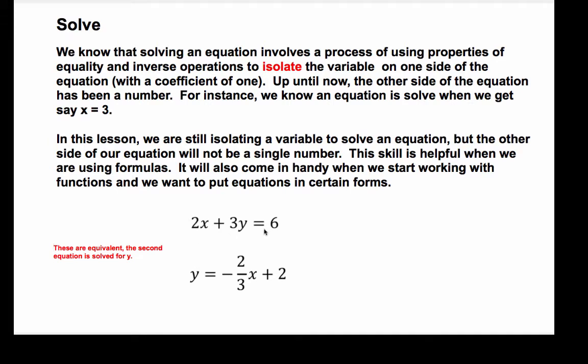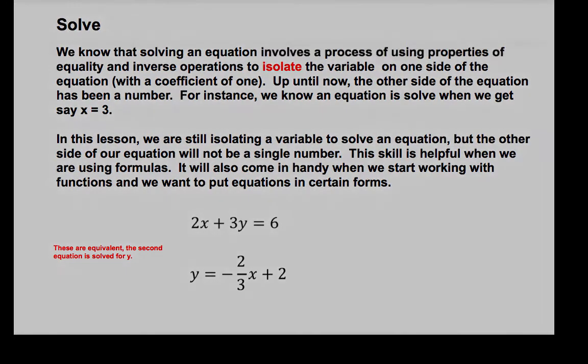If we take this equation and solve it for y, this is what we get. Okay, it's solved for y. Y is isolated. Now on the other side, we don't have just a plain old number. We have a variable x with a coefficient and another constant term, but this is still what we call solved. So let's take a look at how we do this.